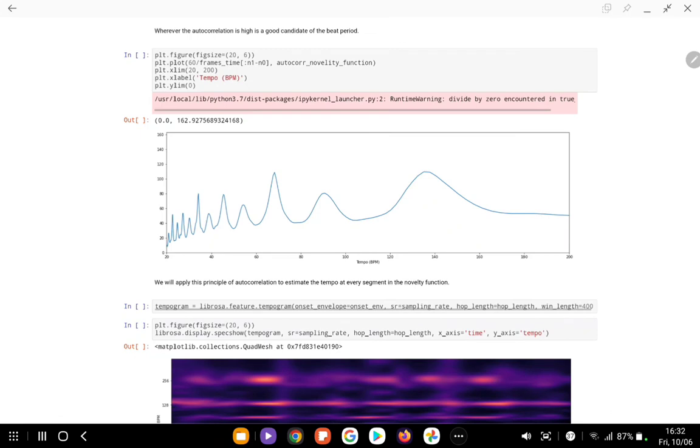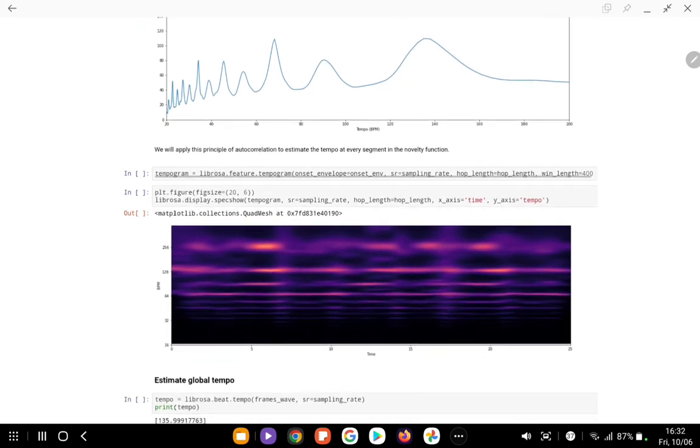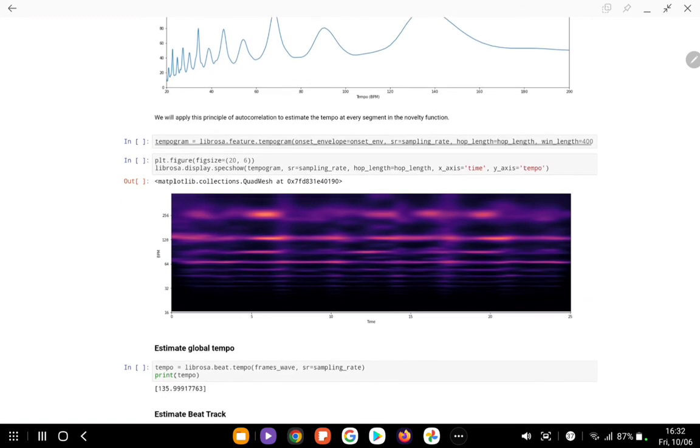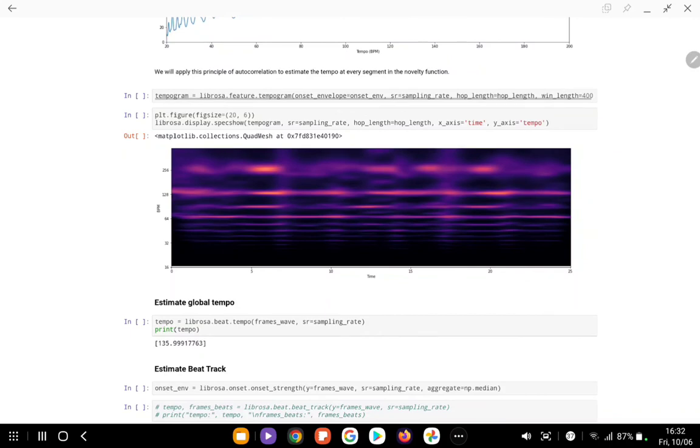But we are not going to compute this function for each and every window. Instead we can just use librosa.feature.tempogram. It will do the rest automatically. As you can see, it computed a tempogram, and we have a global tempo which is around 135. So as you can see here, 135, right? It's the main global tempo which is happening. There are many small tempos which you can see here, or you can say they are onset candidates.